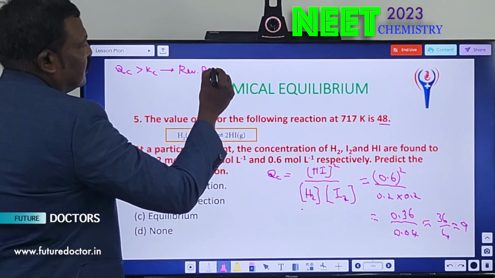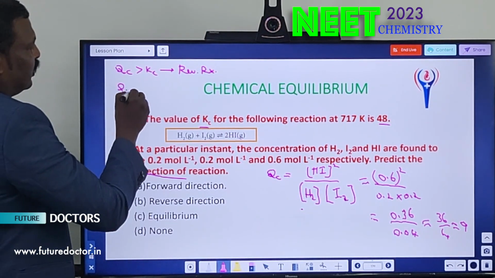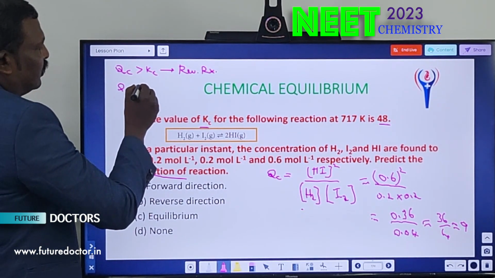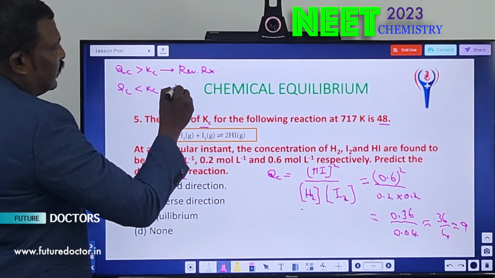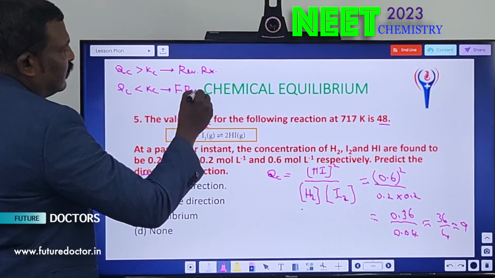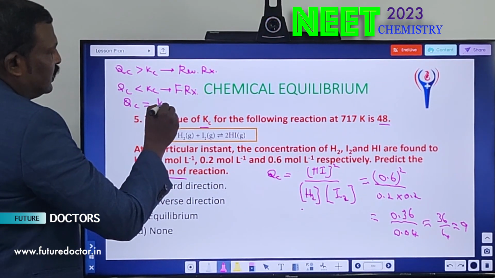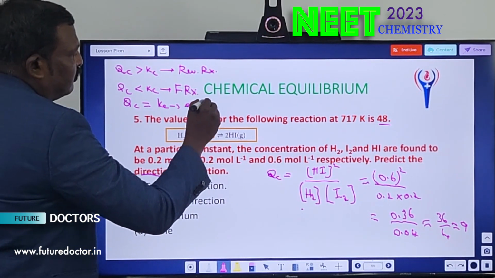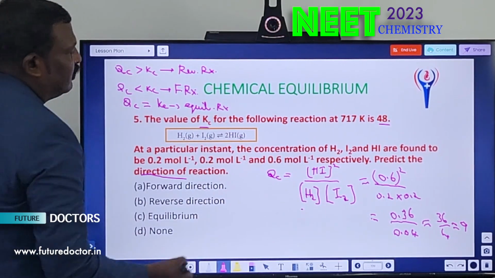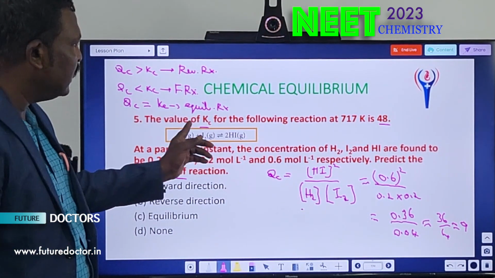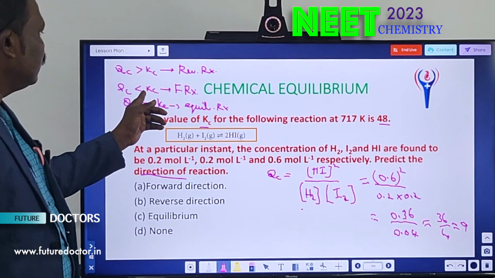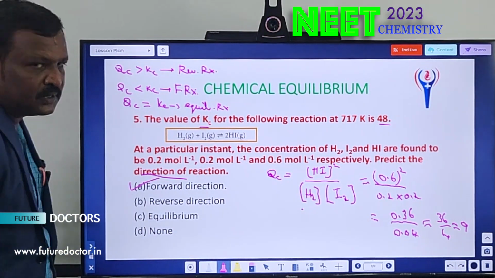Okay, understood? So Qc is just quite opposite. If Qc is less than Kc, forward reaction takes place. Just remember. Suppose Qc is equal to Kc, then equilibrium reaction takes place. These are the conditions you should remember, and you will be able to solve. But here in this case, Kc value is higher, so we can say forward reaction takes place. Understood?